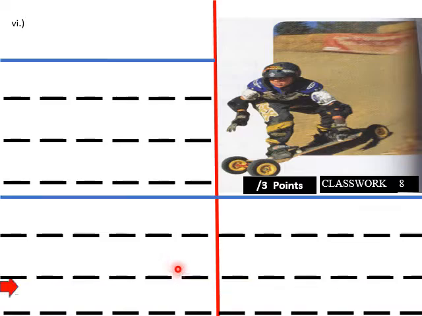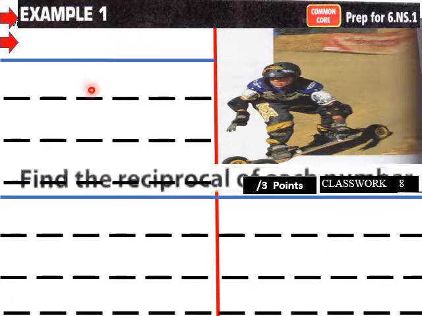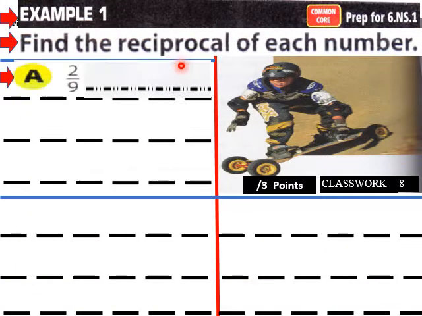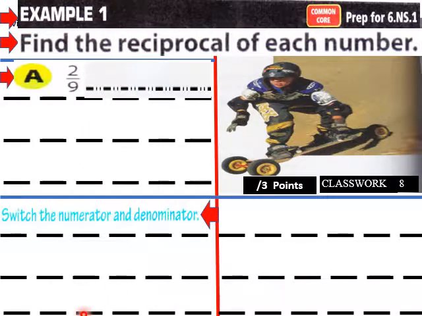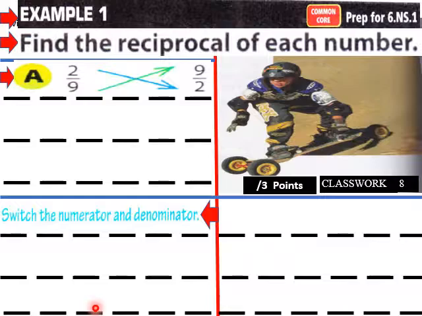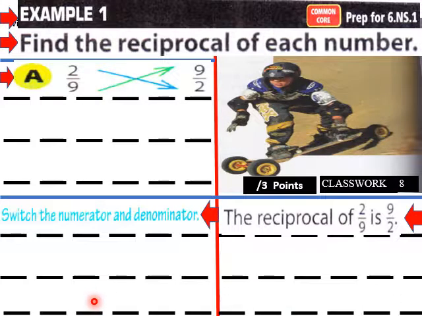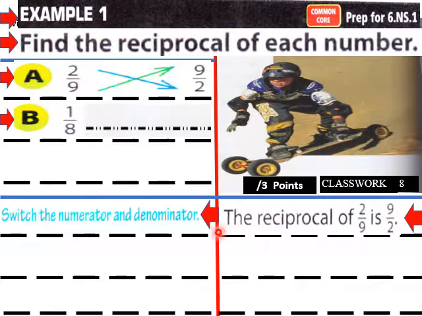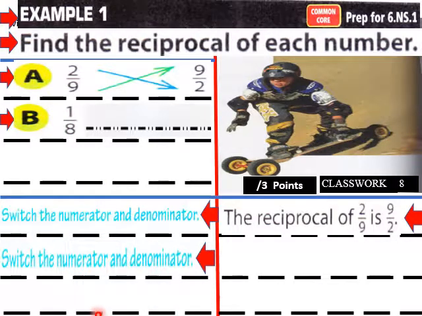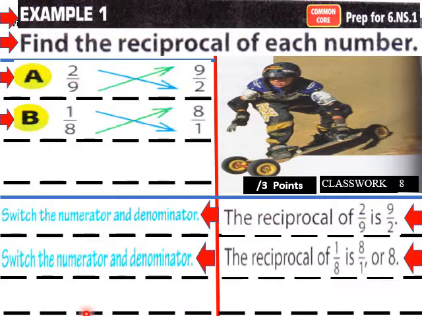1/1 equals 1. Moving on to our next example, Example 1: find the reciprocal of each number. A, 2/9. Switch numerator and denominator, it would be 9/2. There's your solution. And then for B, what's the reciprocal of 1/8? Switch numerator and denominator, it would be 8/1. The reciprocal of 1/8 is 8/1.